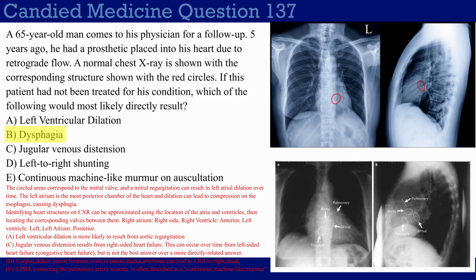And by that same token, if you look at it from the lateral view, you can see that the mitral valve is way in the posterior of the heart, which makes sense, right? Because the mitral valve is between the left atrium, which is in the posterior of the heart, and the left ventricle, which is on the left side of the heart.